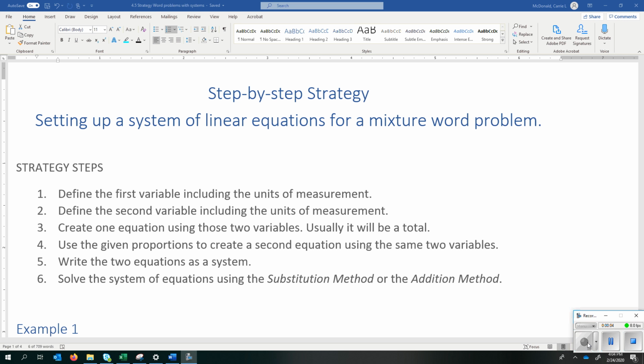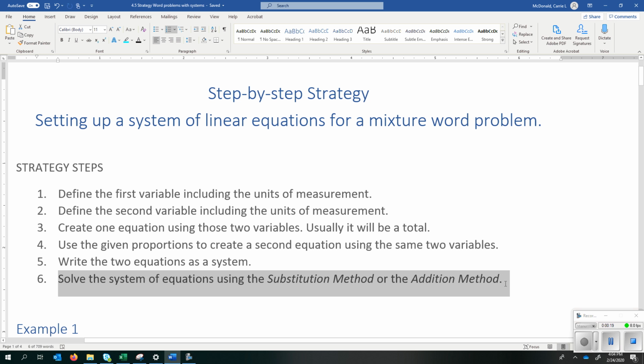In this video, I'll be explaining my step-by-step strategy for setting up a system of linear equations for a mixture word problem. I have the strategy steps outlined here, and before I get into those, I'd like to point out that I will not be explaining the sixth step here.